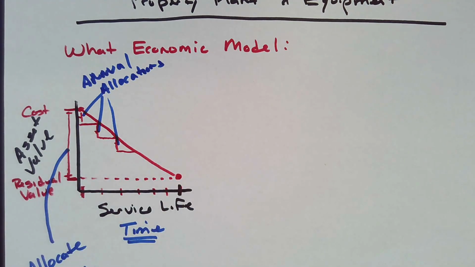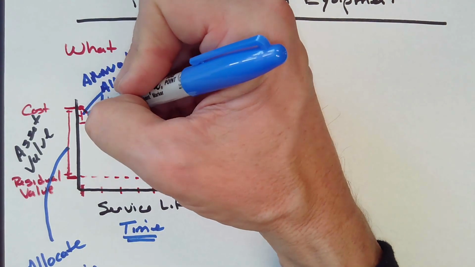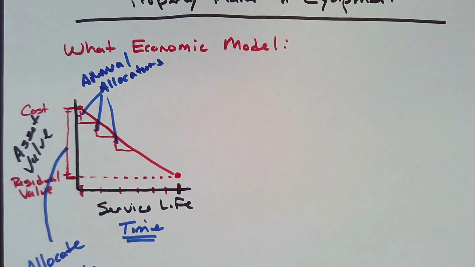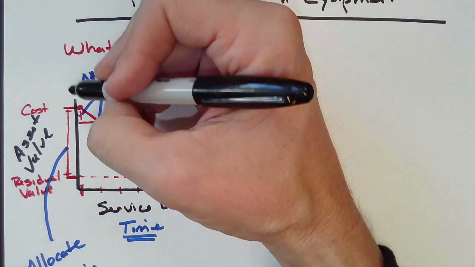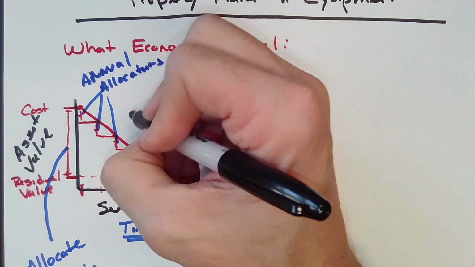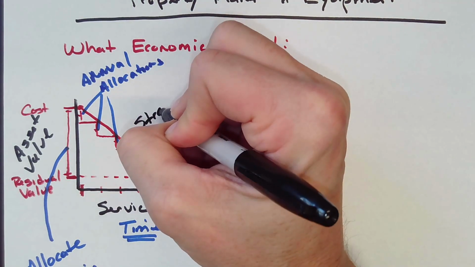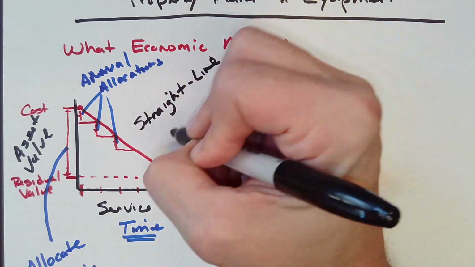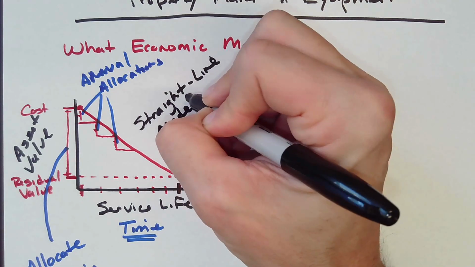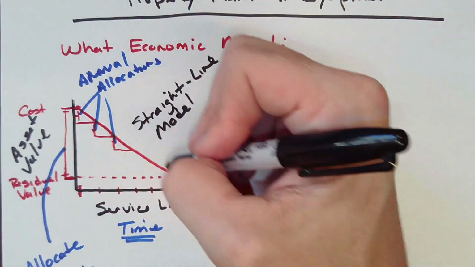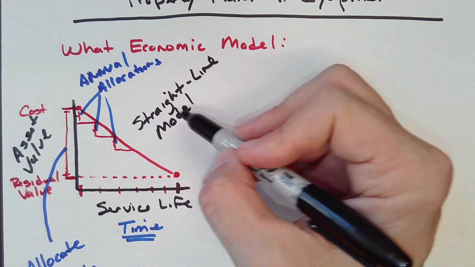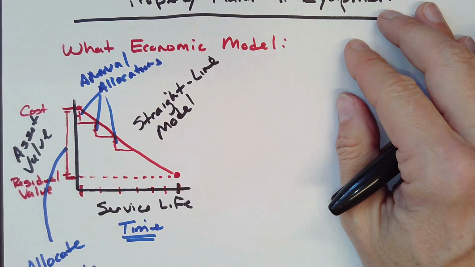This economic model is called the straight line model. See what I did there? I can draw a straight line. This is the straight line model, where I'm going to allocate this cost on a straight line basis. Each year it's going to be the same amount over the service life.